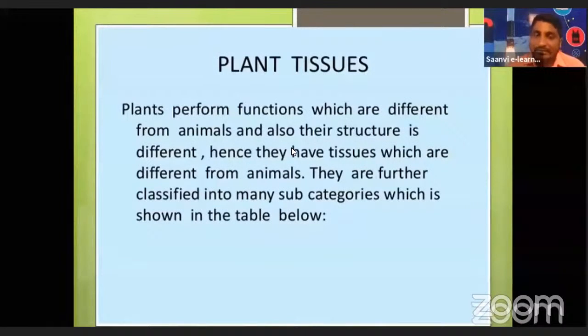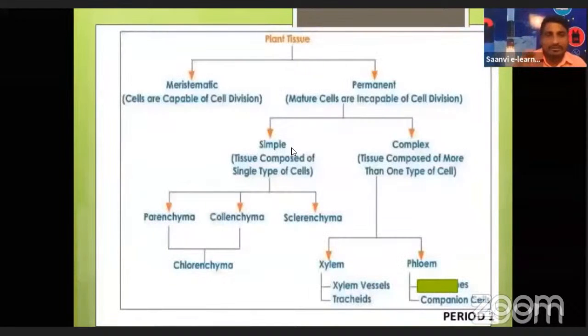Plants are different from animals because the functions they perform are different and the structure is also different. So that's why the tissues in plants are different from animals. They are further classified into subcategories, which is shown in the table below. Please look at the screen. See here. Observe carefully, all of you.